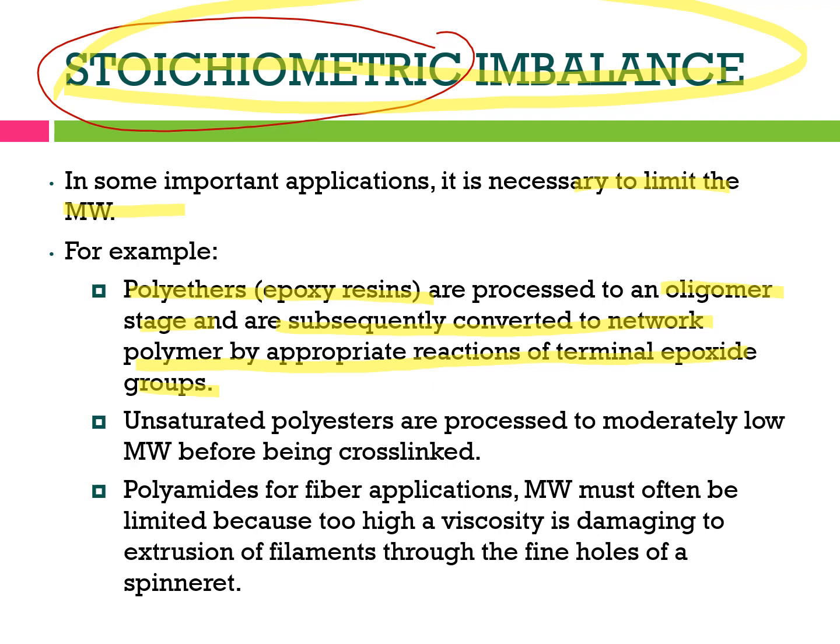The other example is in the polymerization of unsaturated polyester, which is processed to moderately low molecular weight before being cross-linked. And the last example we can see is in the polymerization of polyamide, where molecular weight must be kept low because too high viscosity will affect the processing, for example, during extrusion of filaments through the fine holes of a spinneret. So these are a few examples of how you limit the molecular weight of some polymers.